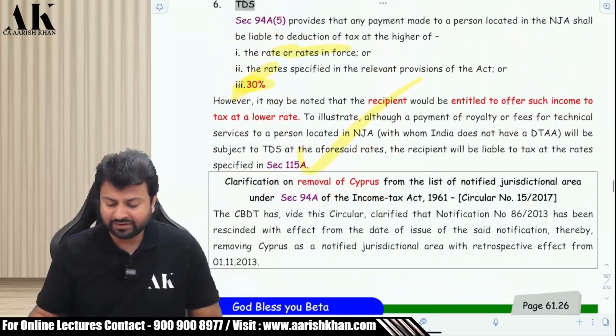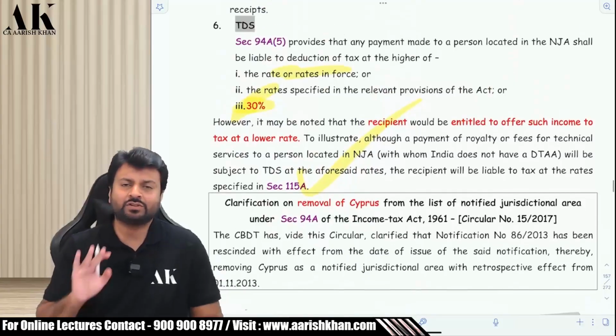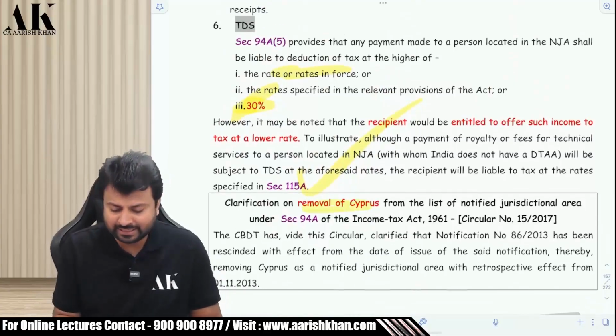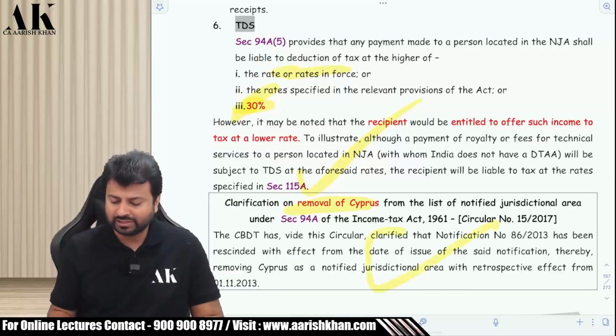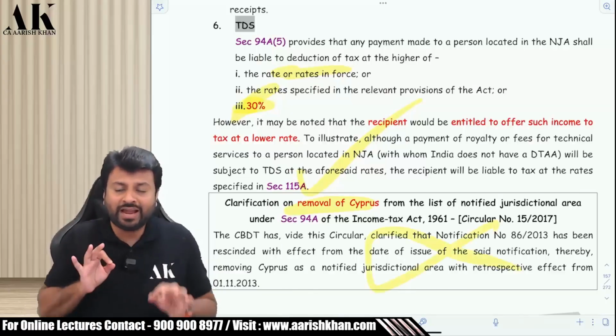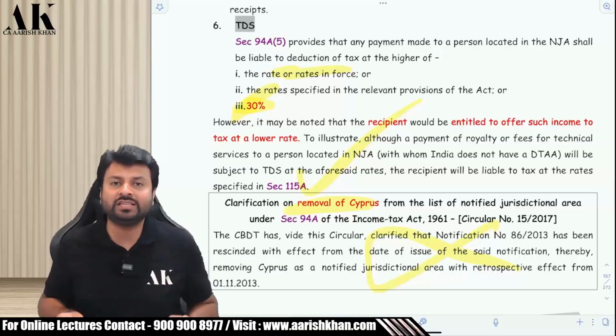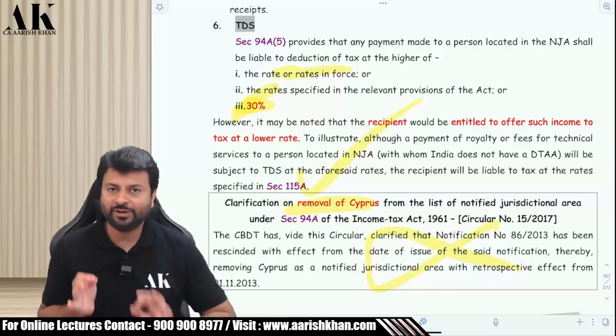Is any country notified as an NJ? Yes, there was only one territory which was notified as NJ, that is Cyprus. That was also removed in 2017 by the Government of India. So as of now, practically speaking, there is no NJ notified by the Government of India in 2023, sorry to say.